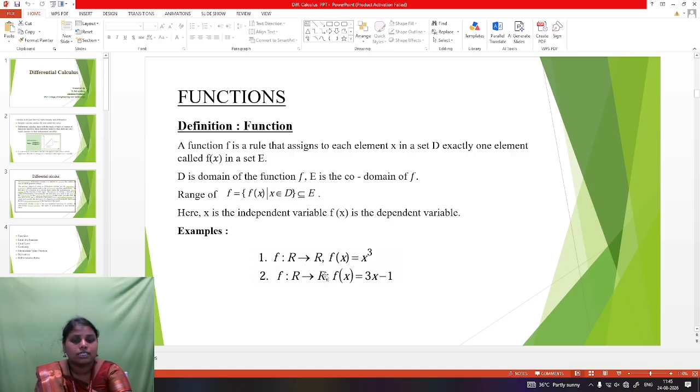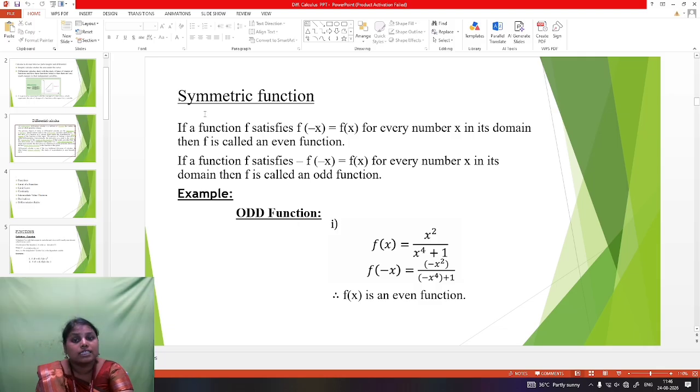So that is the first example. Second, f from R to R, f of x equals 3x minus 1. For the real value 1, 3 minus 1, the answer is 2. 2 is also a real value. We put the value from the domain and we get the value in the codomain. This is the function. Next function.